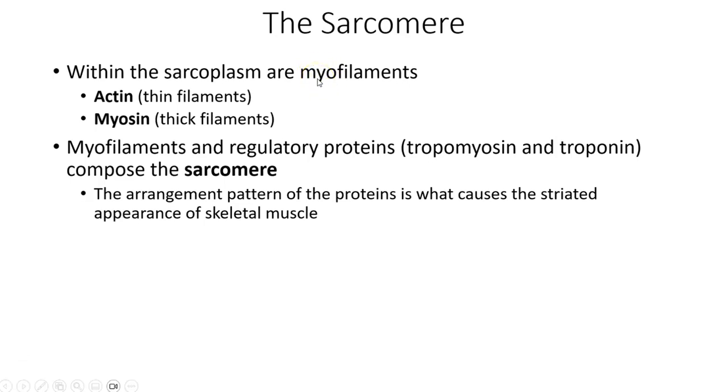And so the myofilaments that we find in skeletal muscle are actin and myosin. Actin is sometimes referred to as thin filaments because they appear much thinner, and myosin is sometimes referred to as thick filaments because they tend to be much larger in diameter, the way that we view them. So these myofilaments, together with some regulatory proteins called tropomyosin and troponin, make up the sarcomere. All right. And the sarcomere is basically the functional unit of a muscle fiber.